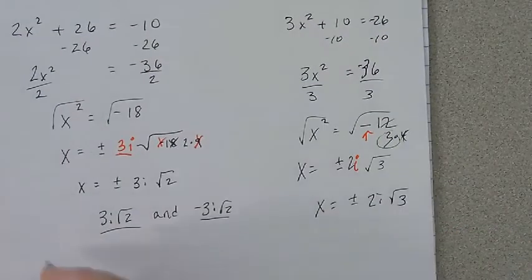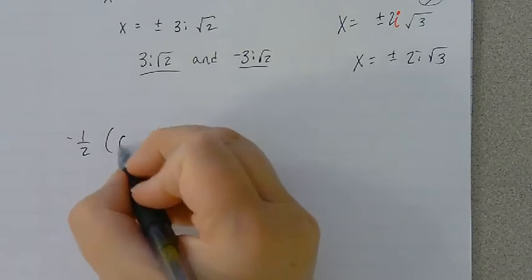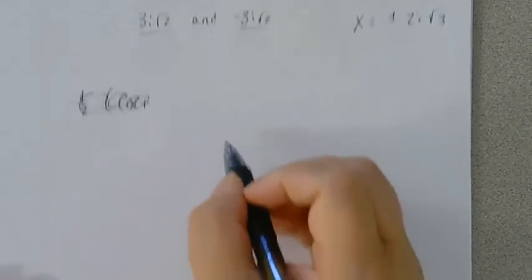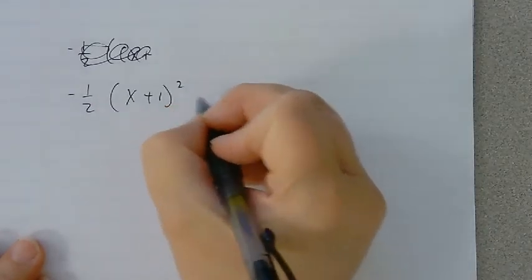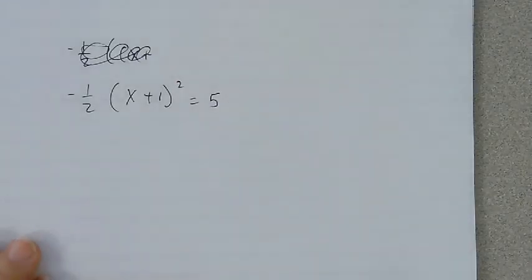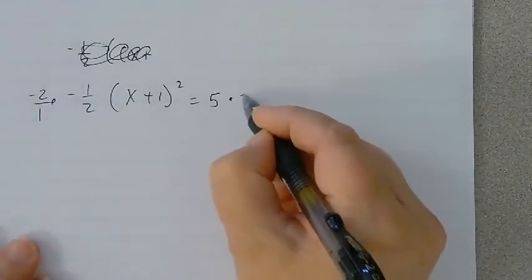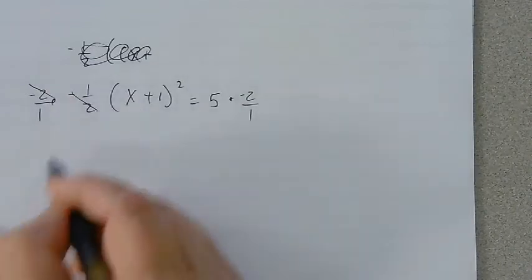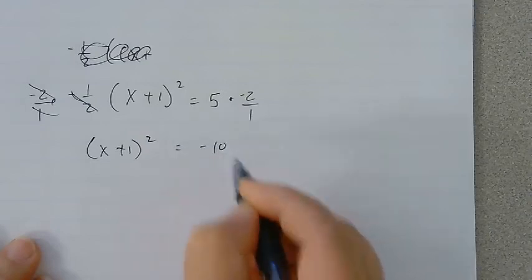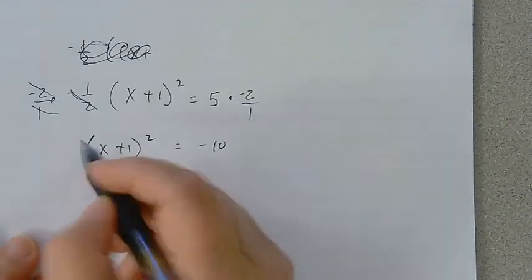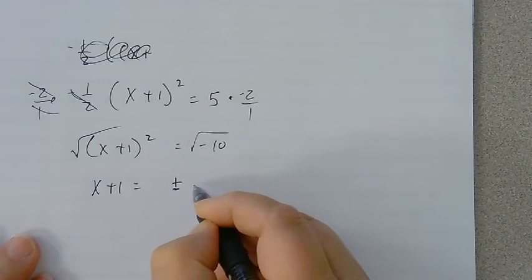Okay, let's do another one here. Negative 1/2 parenthesis x plus 1 squared equals 5. So on this one, the first thing I want to do is get rid of this. So I'm going to multiply by negative 2 over 1. So the negatives cancel and the 2's cancel, the 1's cancel, and I'm left with x plus 1 squared equals negative 10. So now to solve, I'm going to square root both sides.